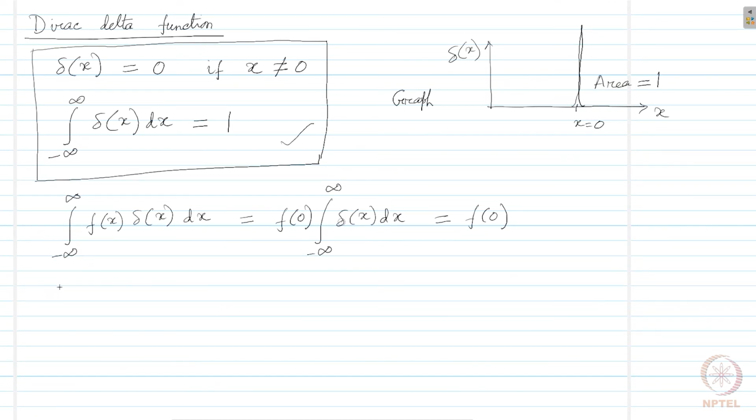We can also write that the integral from minus infinity to infinity of f x delta x minus a dx, where the argument of the delta function goes to 0 when x becomes a, is f a. We can generalize the delta function this way.